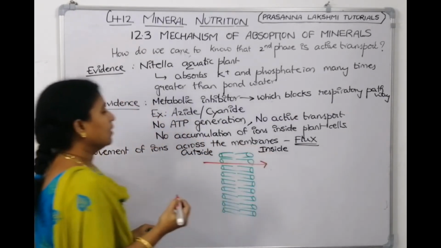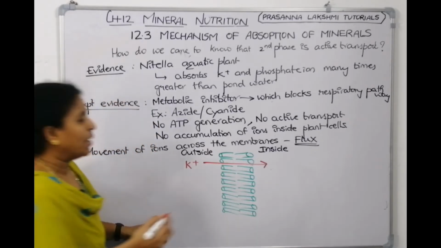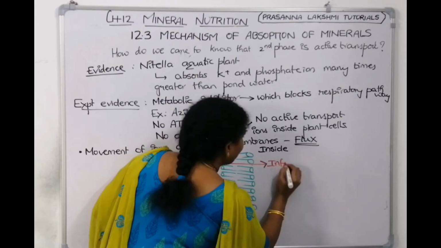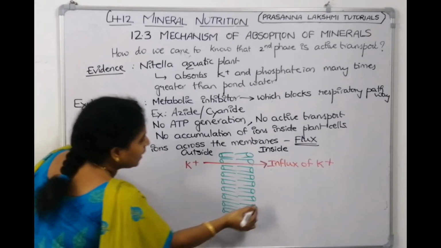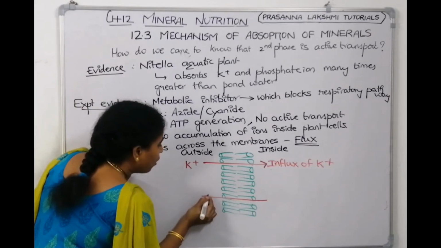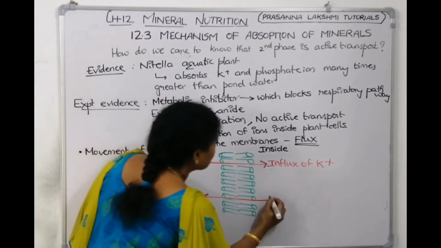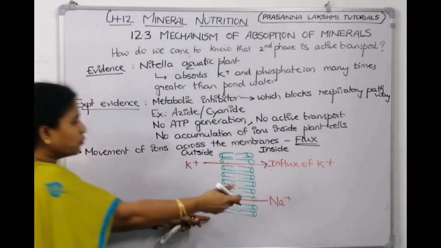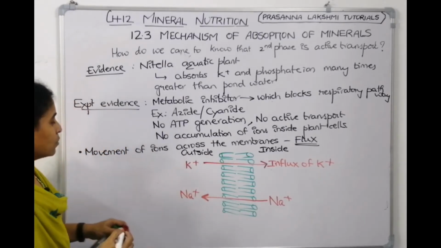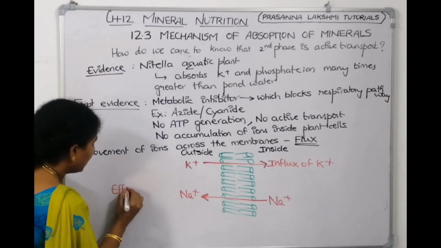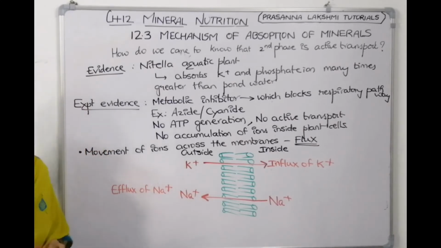Now, if the ion is entering in, for example, if K+ ion is coming in, that's called influx of K+. And if any ion is going from inside to outside, let us take sodium. If sodium is moving outside the cell, coming this side, then that is called efflux of Na+ ion.